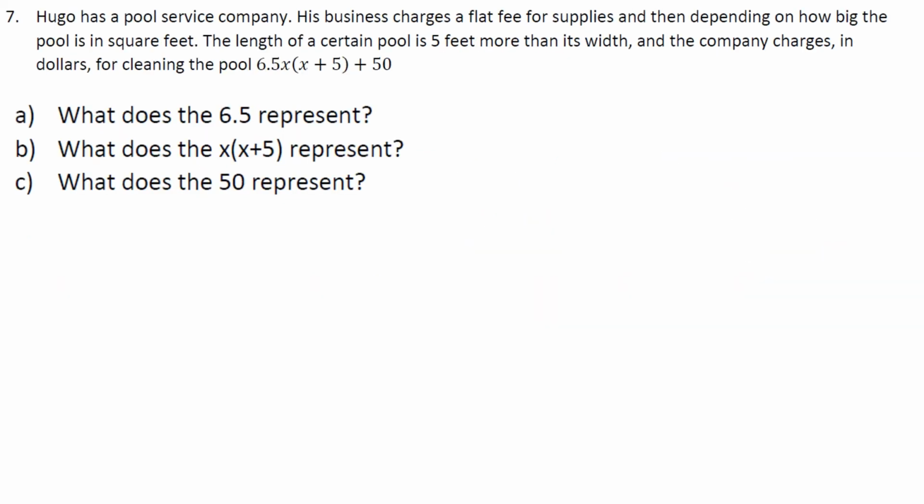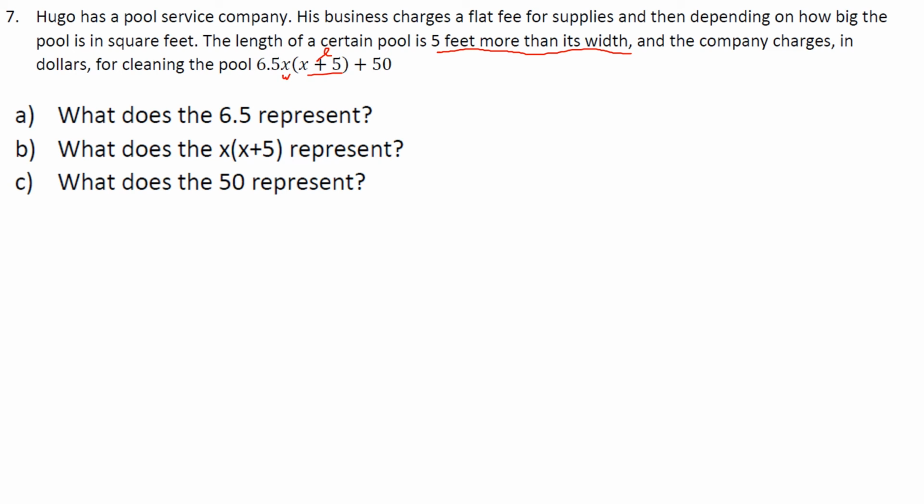Number 7, it says Hugo has a pool service company. His business charges a flat fee for supplies, and then depending on how big the pool is in square feet. The length of a certain pool is 5 feet more than the width. So the company charges in dollars for cleaning the pool 6.5x times x plus 5, plus 50. And if we look at this problem here, it says the length is 5 more feet than the width. And so this will represent our length, and this piece will have to represent our width.